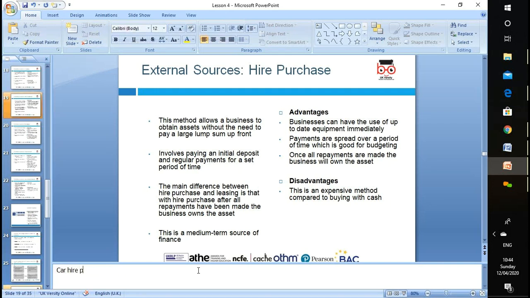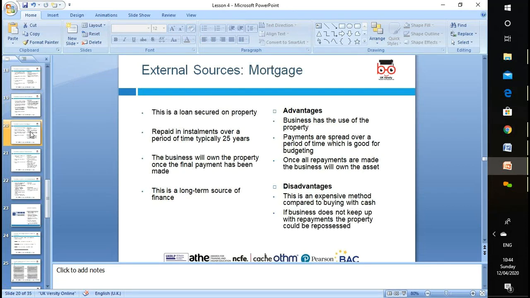So especially cars can be hire purchase. Different machineries can be hire purchase. Yes, so even a few equipment, different equipment. So equipment can be hire purchase. So that's what we need to look around.